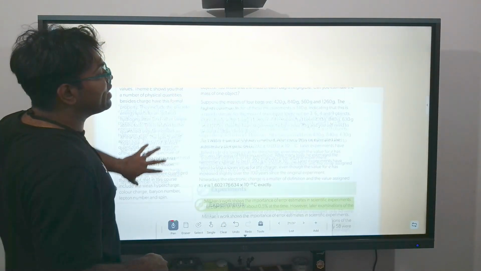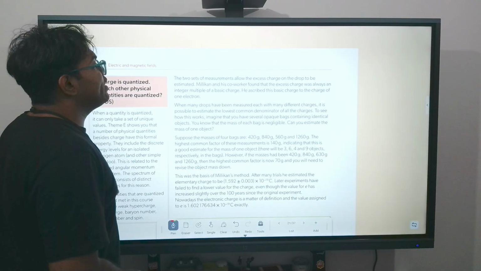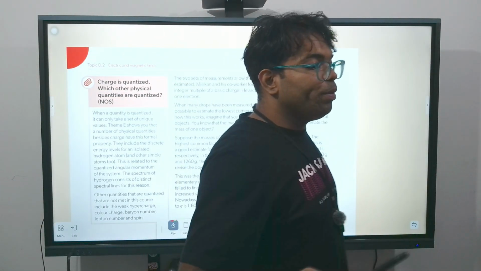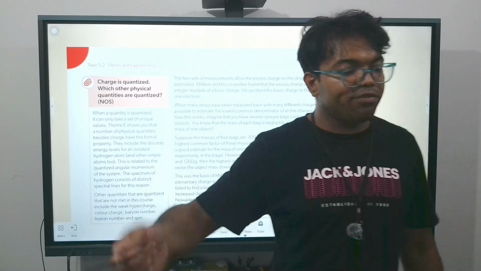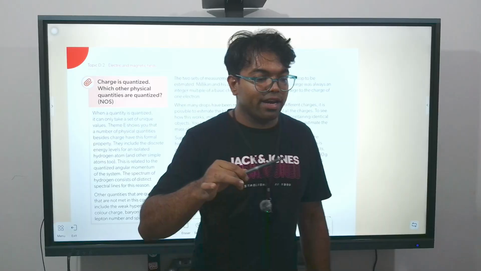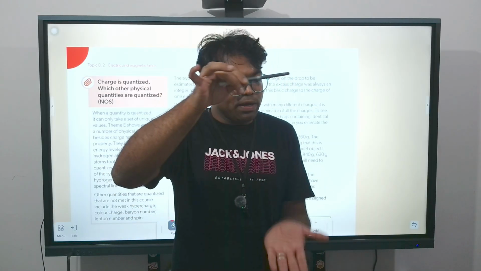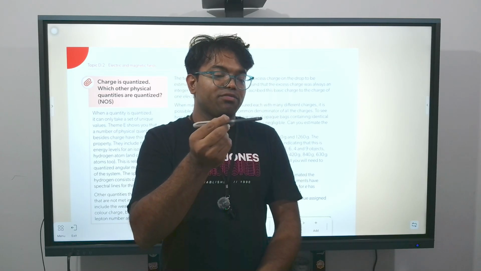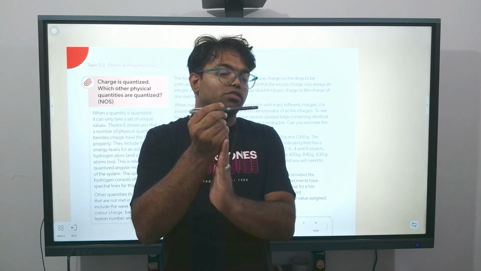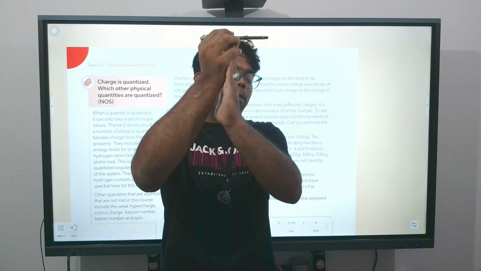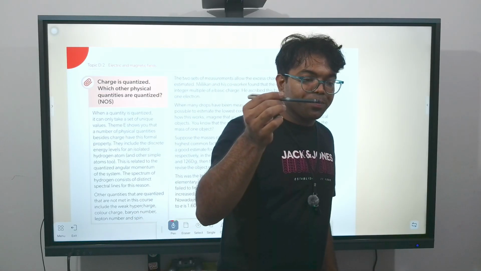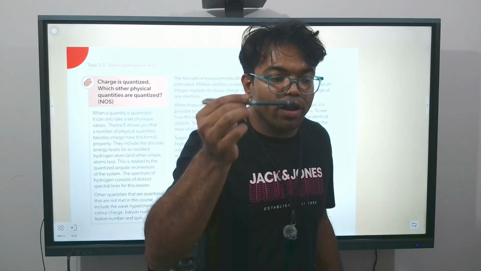Basically, if it is floating in the air, then the force applied by the electric field would be equal to the force of the gravitational field. If it is simply floating in the air, gravity is pulling it downwards, and the electric field is providing a force on that electron to move upwards. Both of them are balancing each other out. So you get a floating oil droplet.